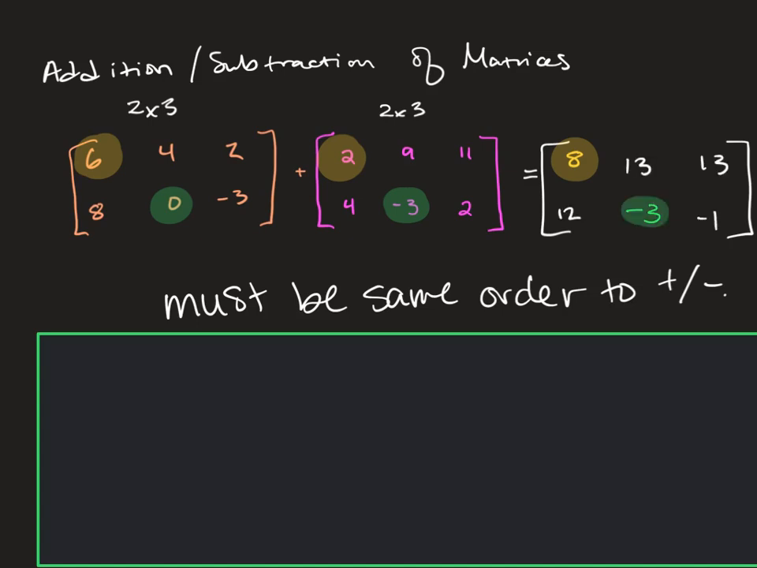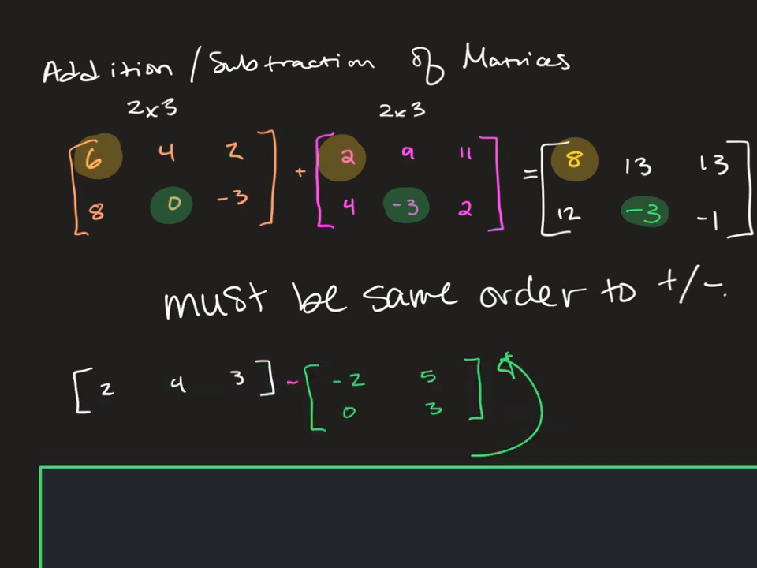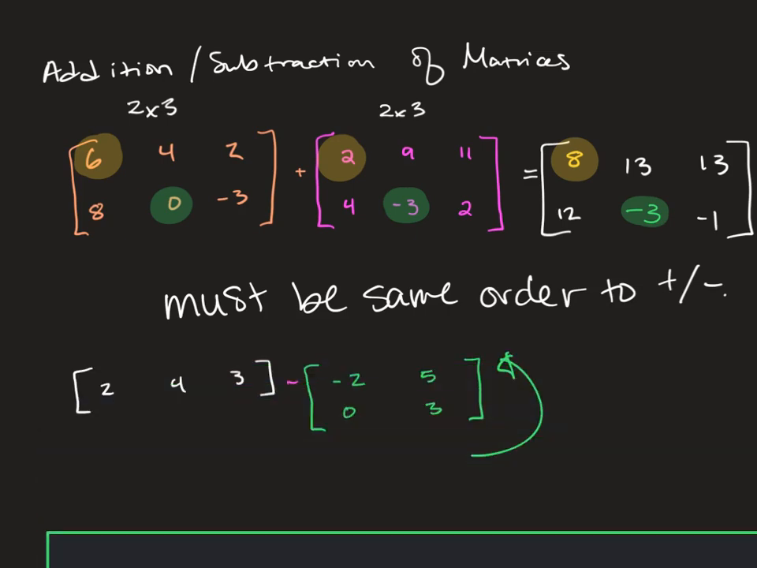Just like that. If you were subtracting, it would be the exact same idea, except instead of 8 plus 4 is 12, you'd say 8 minus 4 is 4, and 0 minus negative 3 would get you a positive 3 here. So same idea. But they do have to be exactly the same order.